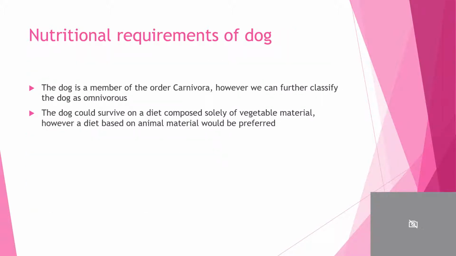Nutritional requirements of the dog. The dog is a member of the order Carnivora, i.e. they are a carnivore. However, we can further classify the dog as omnivorous. The dog could survive on a diet composed solely of vegetable material. However, a diet based on animal material would be preferred.